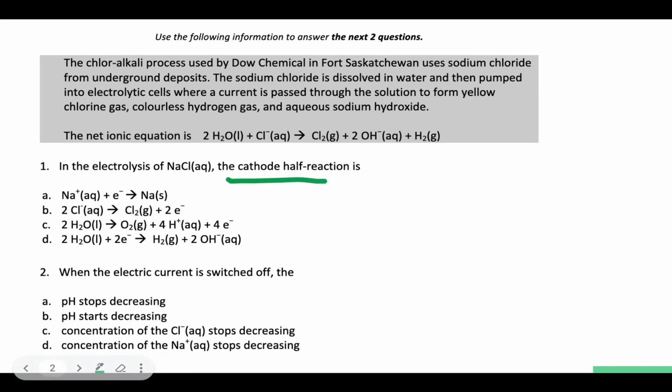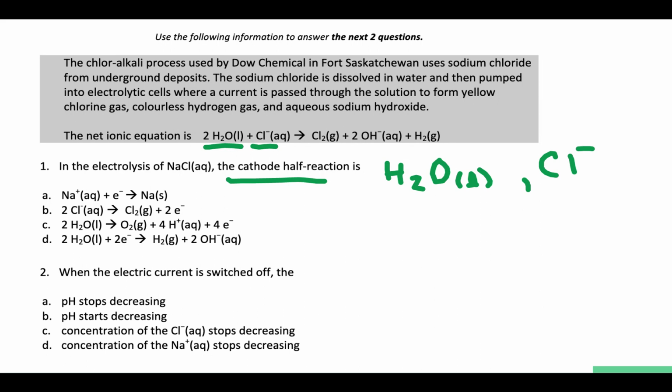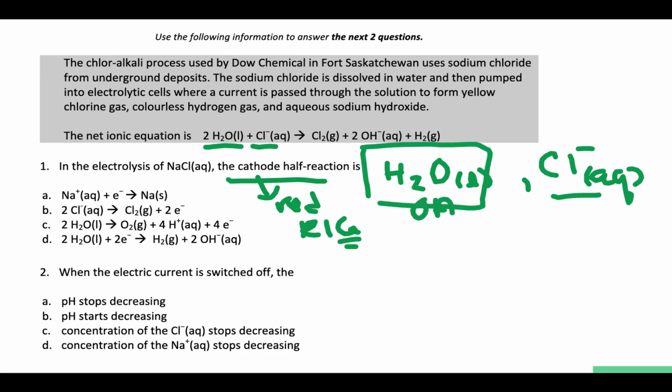Taking a look at our two reactants, you have water present as a liquid, and then you have chlorine, the ion present in the aqueous state. If we're at the cathode, your cathode is going to gain electrons, right? Cathode undergoes reduction. Reduction is RIG, so we're looking for the gaining. Chlorine already has a negative charge, so this one here is the OA, and if we show that gaining electrons, the answer is D.